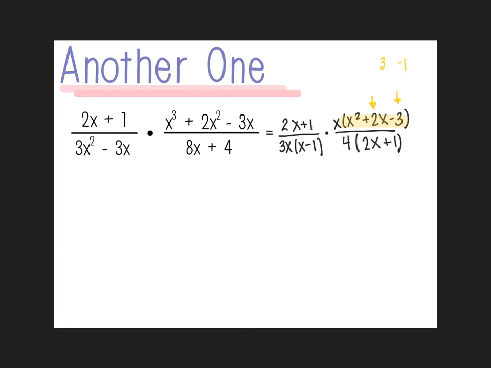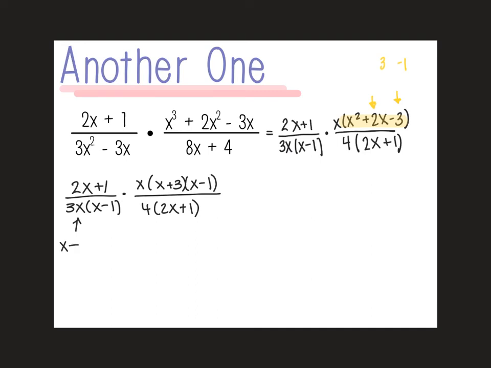negative 1. So if I rewrite, I have 2x plus 1 over 3x times x minus 1 times x, and then the factored form would be x plus 3, x minus 1, all over 4 times 2x plus 1. Then I state any domain restrictions. So right here, x cannot be 0. Here, x cannot equal 1.